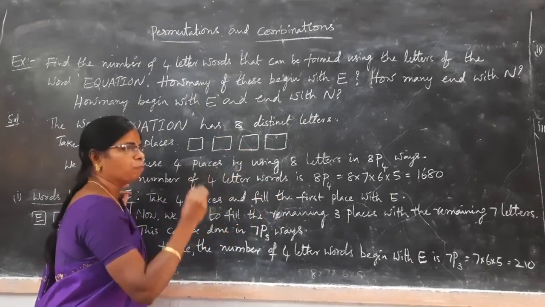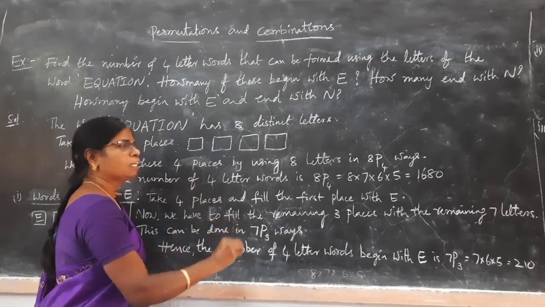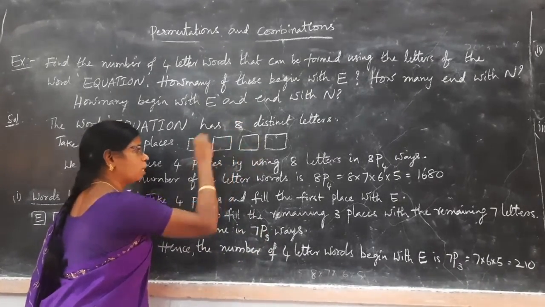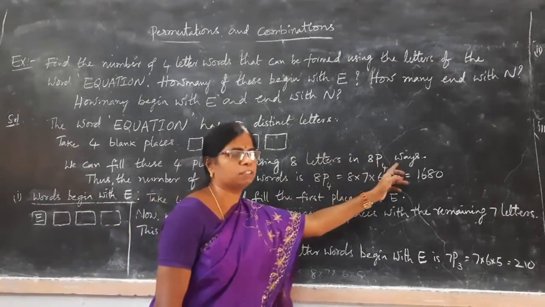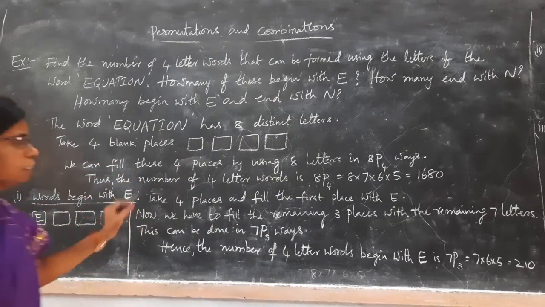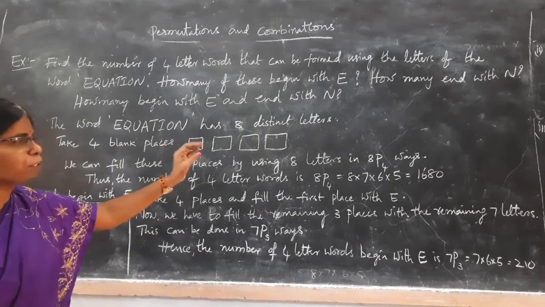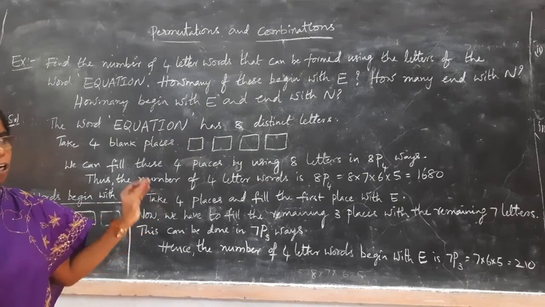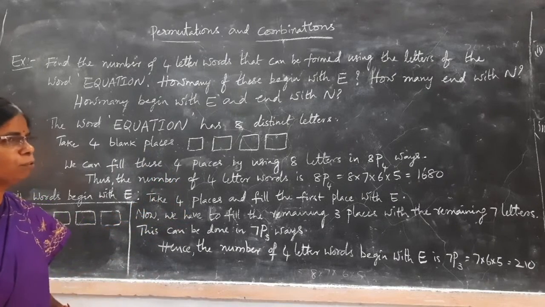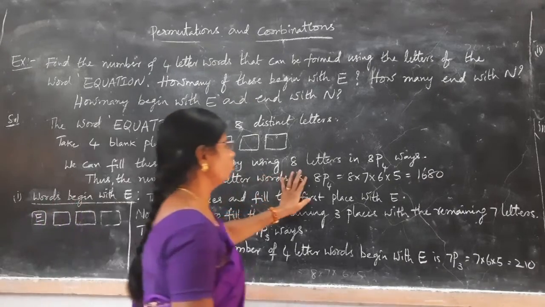That means the number of permutations of 8 distinct things, 8 distinct letters taken 4 at a time. So once we take 4 from 8 and arrange, again we take another 4 and arrange. This means 8p4 ways. The number of ways of filling 4 blank places using 8 distinct letters is 8p4. Thus, the number of 4-letter words we get is 8p4. How many ways can we fill 4 blank places with 8 letters? That is the same as the number of 4-letter words. So the number of 4-letter words is 8p4.